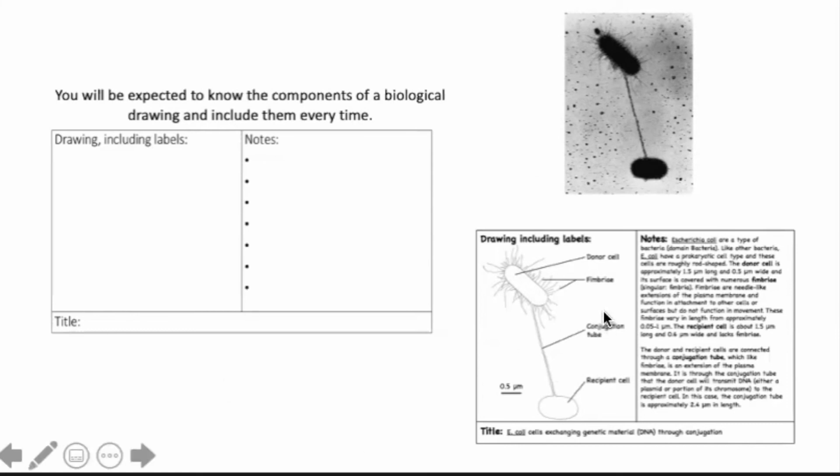So we have a really efficient drawing with the main structures, but it also gives us the filaments, so we can definitely see those filaments extending out. We've got the magnification accounted for, and again, the title, labels, and notes look great. So this is a great representation of what we want to see on your worksheet.